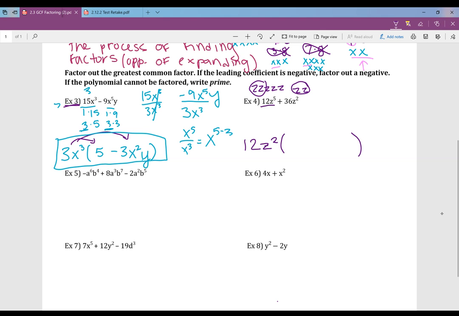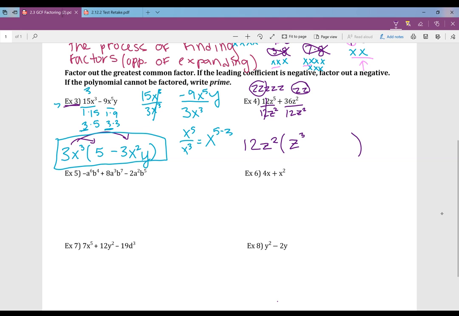Again, we're going to divide our greatest common factor out of our expression. So if we do 12z to the 5th divided by 12z squared, what will we get? Well, 12 divided by 12 is 1, and then z to the 5th divided by z squared. Again, remember our exponent rules, we just need to subtract. So that's going to be z cubed. 5 minus 2 is 3.